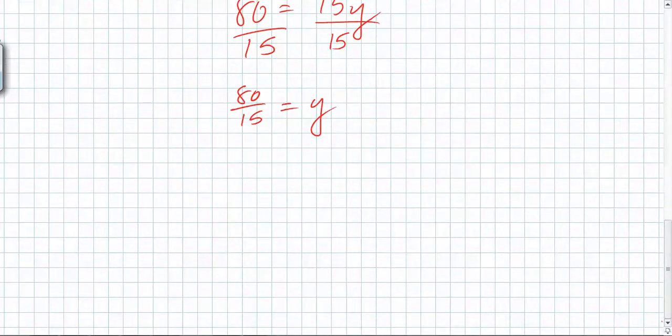We need to break down that fraction. They're both divisible by 5, so you can pull a 5 out. So it is 16 over 3 is equal to y.